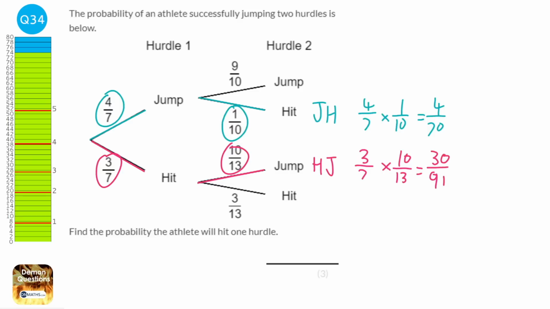Now here's the problem. We've got 2 fractions, 2 probabilities. We've got the probability the athlete will jump and hit, and the probability they will hit and jump. And we're looking at the probability of this one or this one. And the word or in probability means add. So we're going to do 40 over 70 plus 30 over 91. And using the calculator, that gives us 176 over 455.